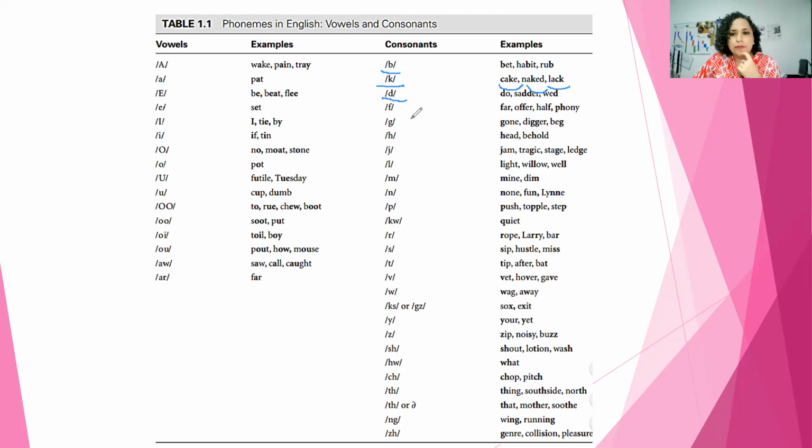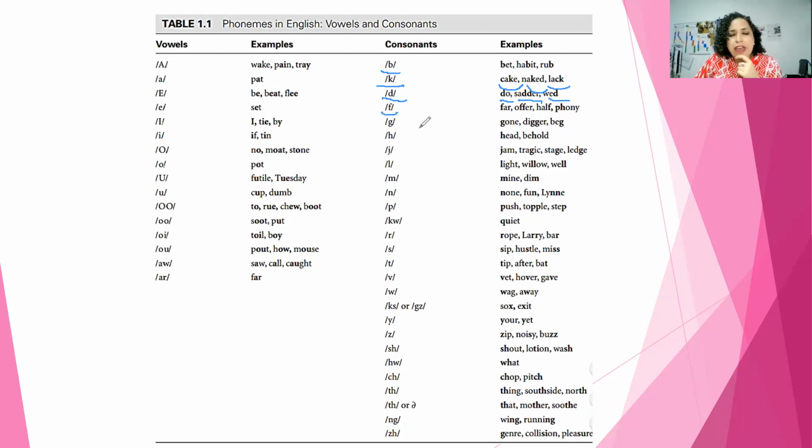The sound for D. That's the sound D. Do, sudden, wed. But for the sound of D, you need to put your tongue on top of it. And that's how you make the sound of D: do, sudden, wed. You play with your tongue and you put it on top.